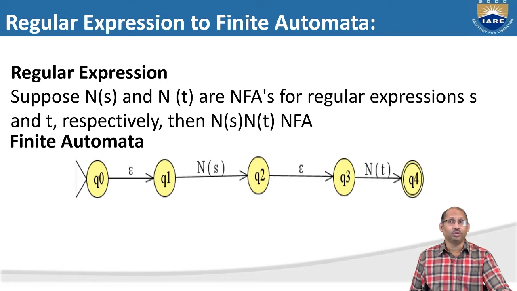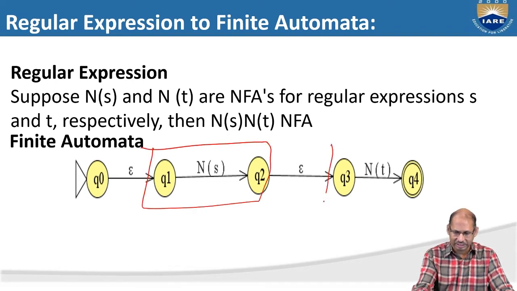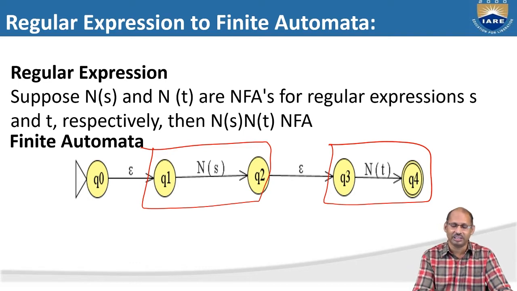Here, if there are two regular expressions S and T and finite automata here, this is the first one and this is the second one. Here we have two regular expressions, right? S and T. For the two regular expressions, N of S and N of T are the finite automata. Then we represent the finite automata for this concatenation property of the regular expression in this form.